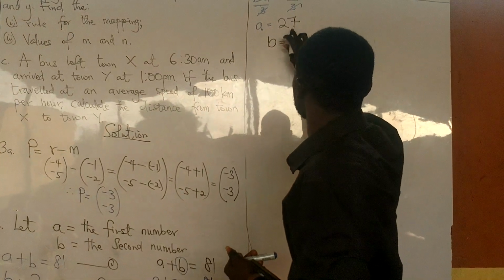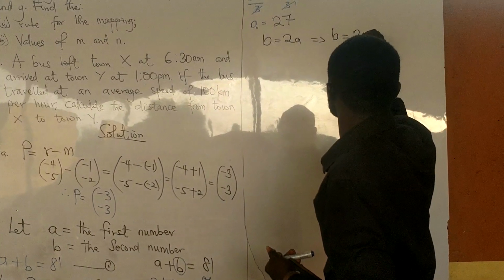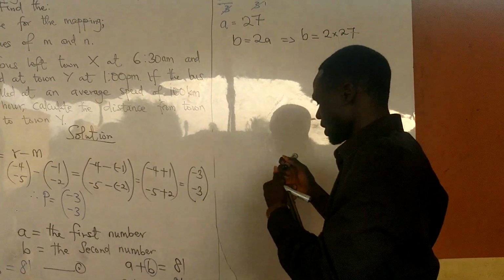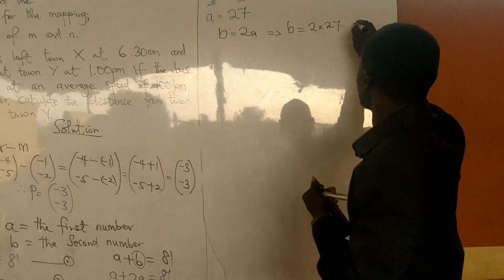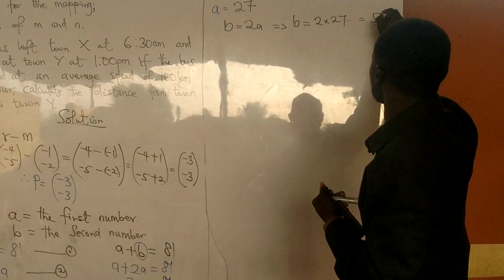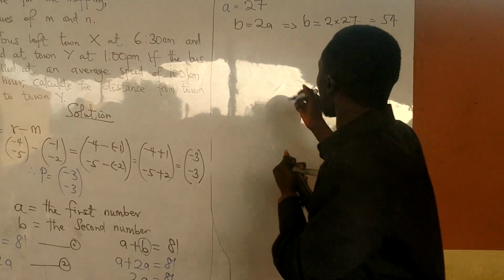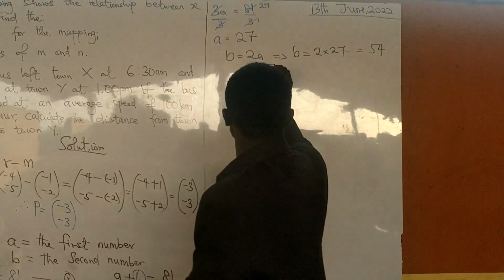What is A? A is 27. So B is equal to 2 times A, which is 27. And if you multiply 2 times 27, it is going to give you 54. So I'm going to state my answer as B is equal to 54.